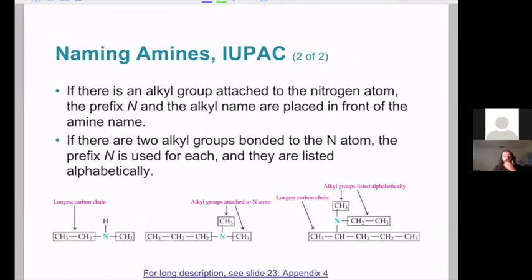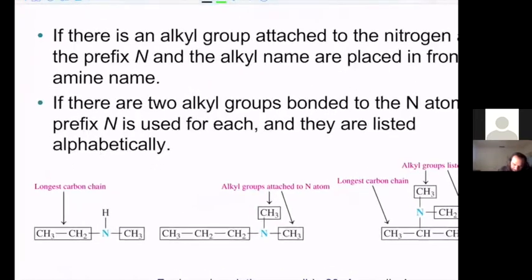All right, so that's how you name amines, what we call primary amines. They only have the nitrogen bound to just one carbon, so they have this sort of NH2 type functional group. If you have your nitrogen bound to more than one carbon, you have to indicate that using this letter N. So let's just see some examples here.